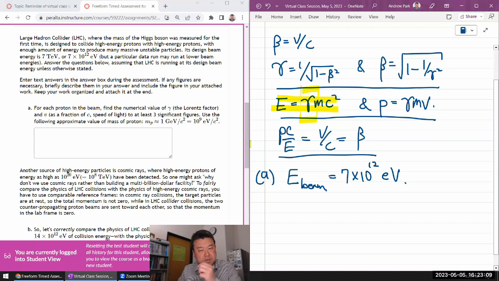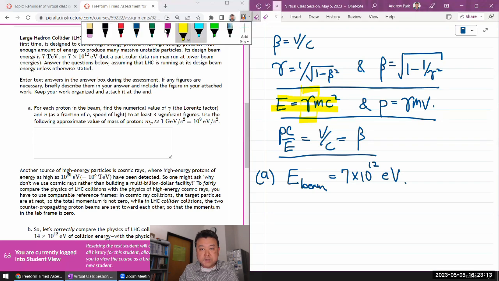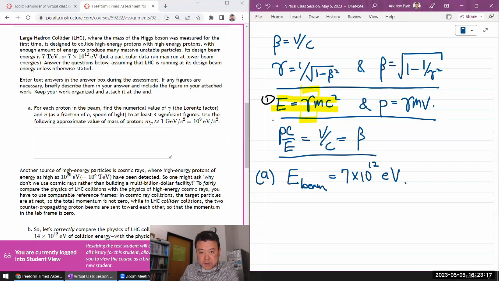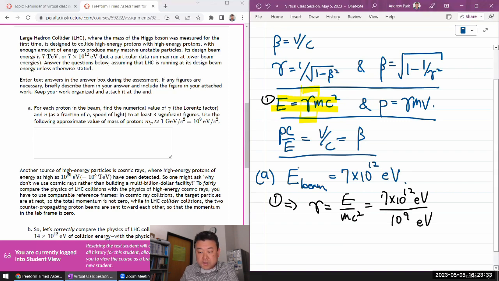So if I'm given energy and I want gamma, I can do it super quickly this way. Looking at this, I can say from 1 that gamma is equal to the total energy divided by mc squared. So that would be 7 times 10 to the 12 eV divided by that approximate value of 10 to the 9 eV.